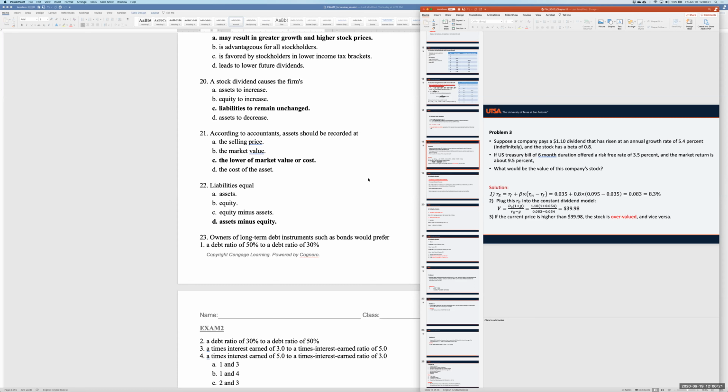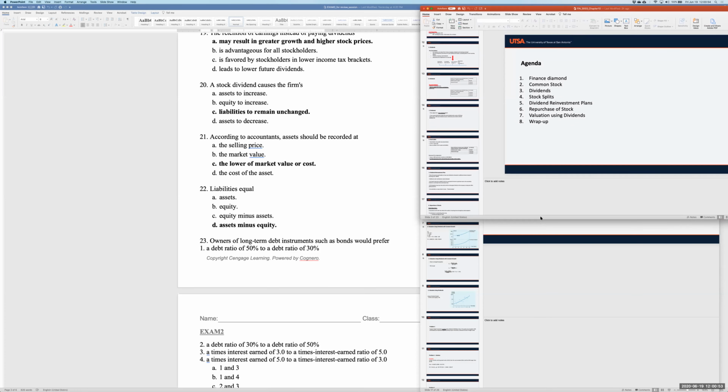Question 20, a stock dividend causes the firm's assets to increase. As you may remember, let's go to the slides. You can remember the slide. Where is it? No, the other table. Let's find it. Yeah, I will show it here.